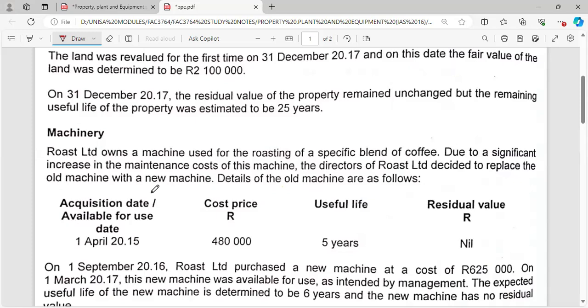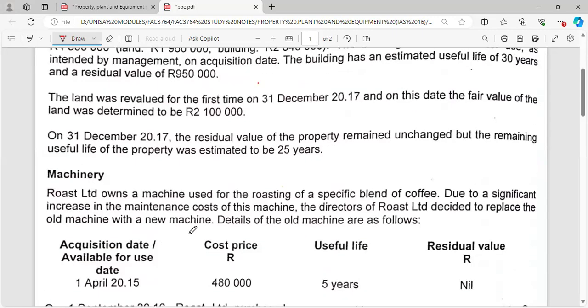But in some of the questions, you might find that we are going to use these two models together, one in one asset and the other in another asset. Once the company decides to use the cost model on a particular asset, they should continue using the cost model. If they decide to use the revaluation model, then they should continue using it, because there's no way you can say this year you use the revaluation model, then next year you use the cost model on a particular asset.